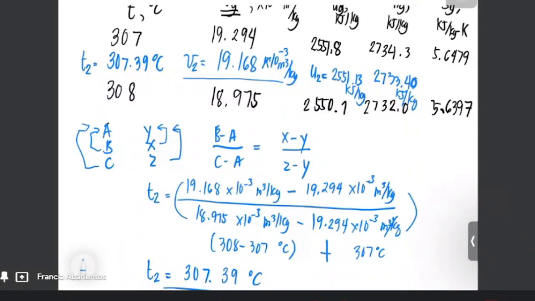Gamitin nyo kasi yung calculator nyo. Ay, wow. Ang dadali. Sige. 5.64. So, what is my answer? Ayan, nakuha niyo, class. Very good. 5.6447 kilojoule per kilogram.